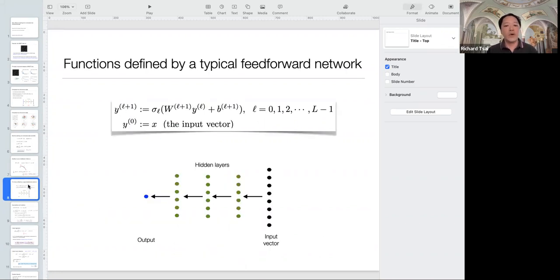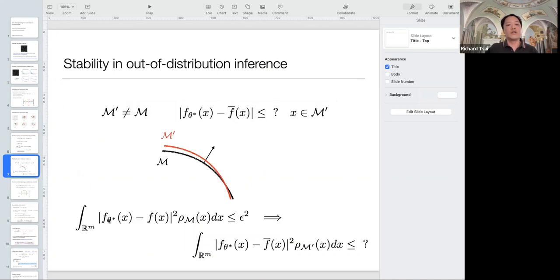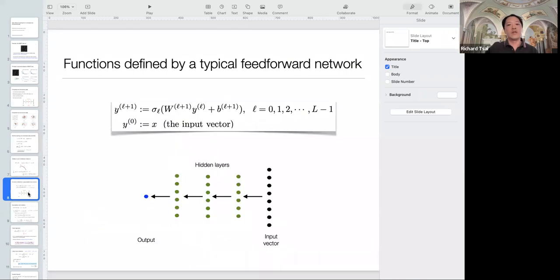Now, I want to say a few words, just to make sure that we're on the same page. How does the function F theta star look like, right? In general, we are considering a class of neural networks called feed forward neural networks, which means that the information is flowing only in one direction. So here from right to left.